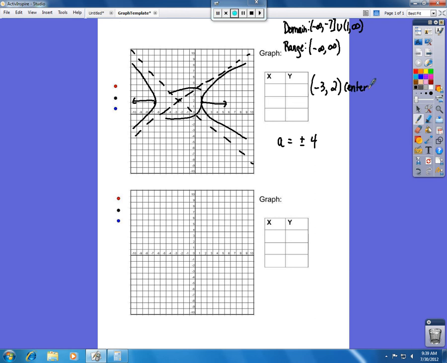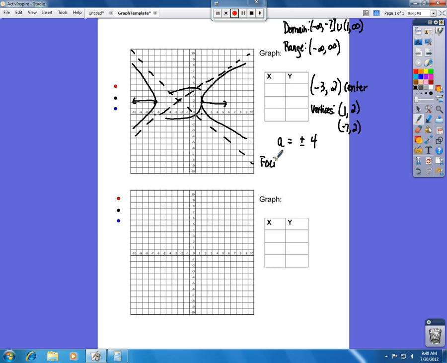Our vertices, if you look at where they are on the graph, sorry, I know I've scribbled all over this one, but our vertices, we have one at x is 1, y is 2, and then we have another one where x is -7 and y is 2.